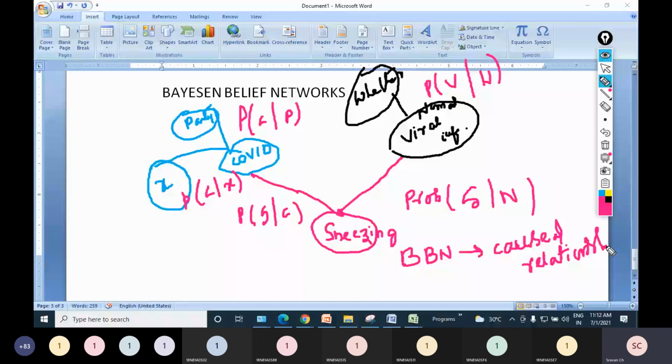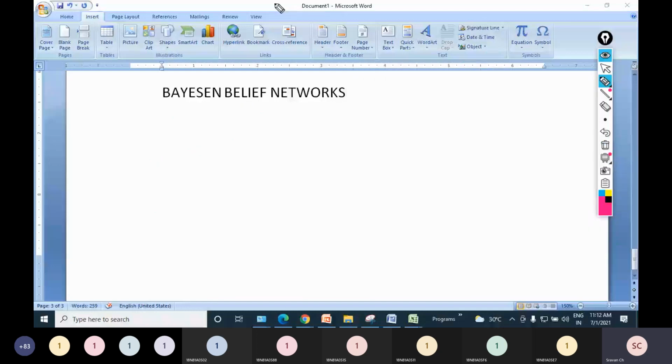So friends, when we begin with this kind of Bayesian belief networks, we don't know the initial probabilities. So in this entire Bayesian belief network, what we don't know is the initial probabilities, right? So what will happen is there will be a problem like how do I find the initial probabilities?